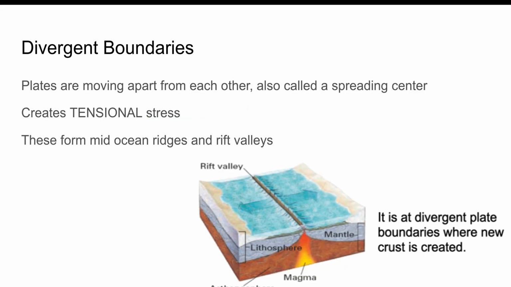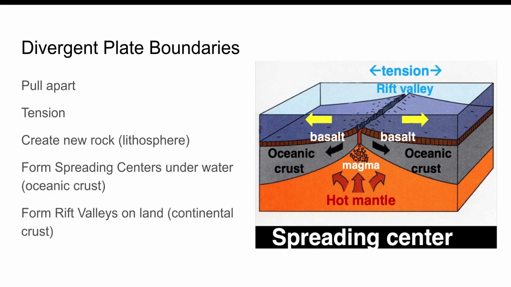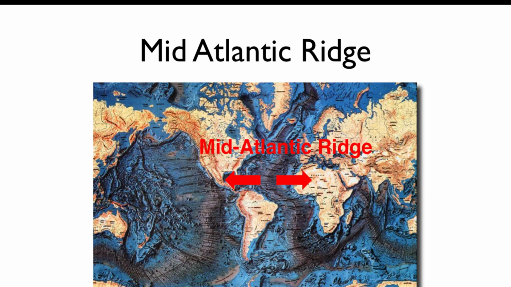At divergent plate boundaries, the plates are moving apart from each other. What is caused, or what is created? Tensional stress, tension, pulling apart. What is formed? Mid-ocean ridges and rift valleys. So, kind of three bullet points there. Divergent plate boundaries, again, pull apart, create tension. New rock is formed, usually underwater at spreading centers, but sometimes we have continental rifting. We call that rift valleys. A very famous example of this is the Mid-Atlantic Ridge, the one that we mapped first to solidify the idea of seafloor spreading and the theory of plate tectonics.